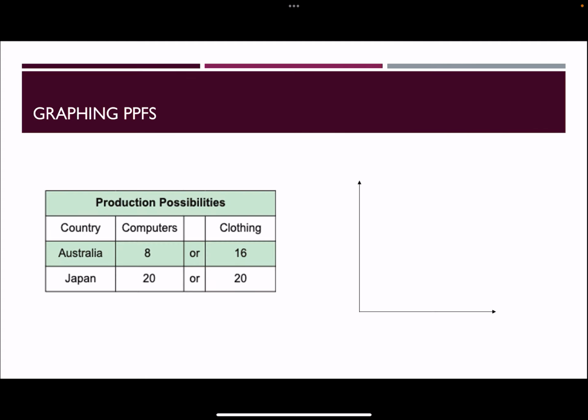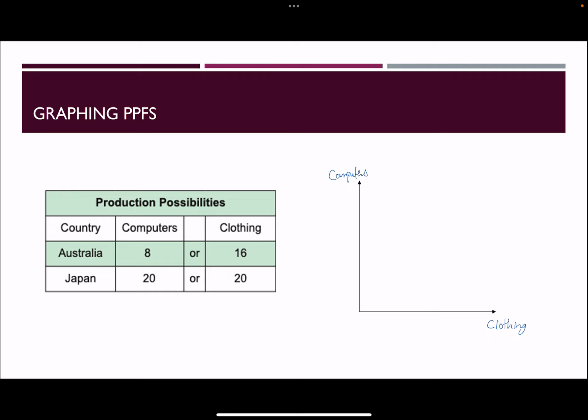So the first thing that you need to be able to do is to graph PPFs. So pretty straightforward, but we'll do it anyway. So x-axis over here, we're going to put that down as one of the goods that is being produced. So say clothing. Y-axis is going to be computers. So we're just going to stick to Australia for now.